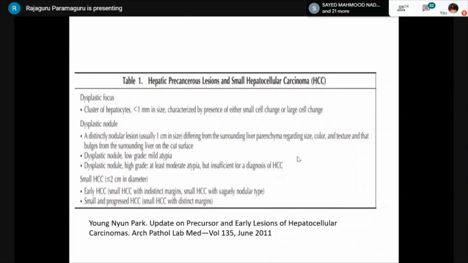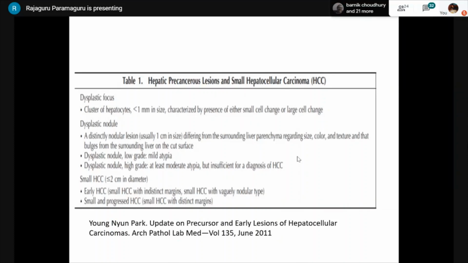I've just added this today in the morning for the doctor who had asked to explain the dysplastic focus also. Dysplastic nodule. Here there are certain terminologies: dysplastic focus, dysplastic nodule, and small HCC. If it is a nodule more than 2 centimeter and hypervascular radiologically, you don't need a biopsy, and with advanced imaging techniques they don't need to confirm with a core biopsy.